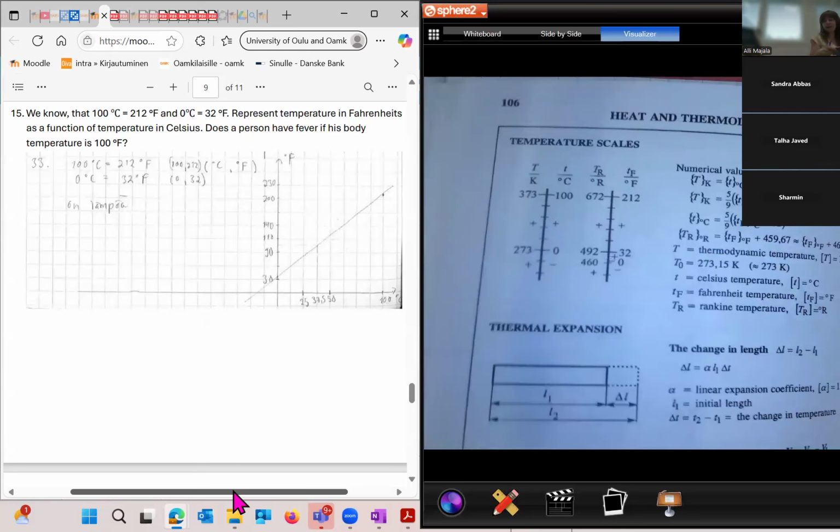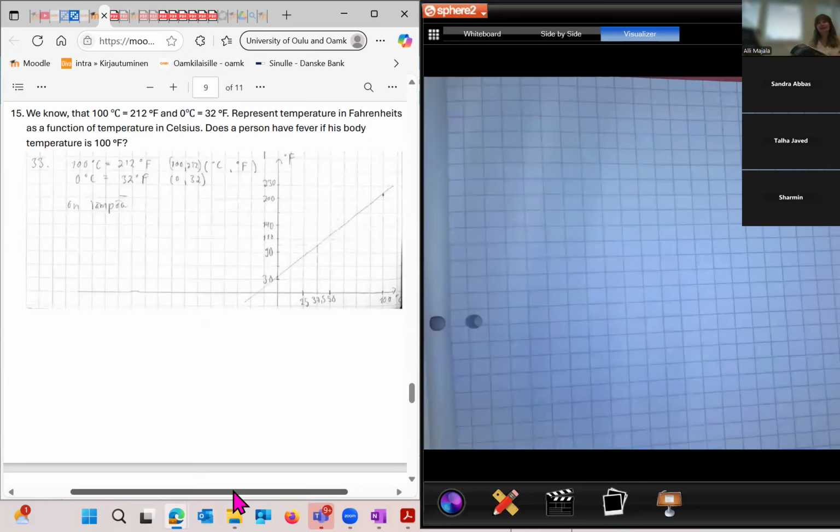Who uses Fahrenheit? Americans, yes. Who is American here? We can't blame anybody who is here, yeah? Of this exercise.